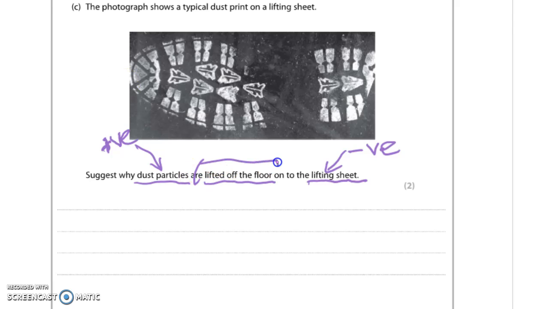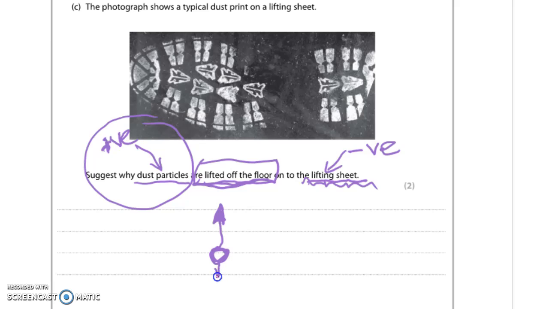If it gets lifted off, then it must be getting attracted, which means that there must be opposite charges that are attracting each other. In the previous question, you already know that the lifting sheet is negatively charged, so that must mean that the dust particles are positively charged. The other thing to think about is, if this is the dust particle, then this electrostatic force of attraction here obviously has to be bigger than the dust particle's weight. So that's something else that you could discuss in your answer.